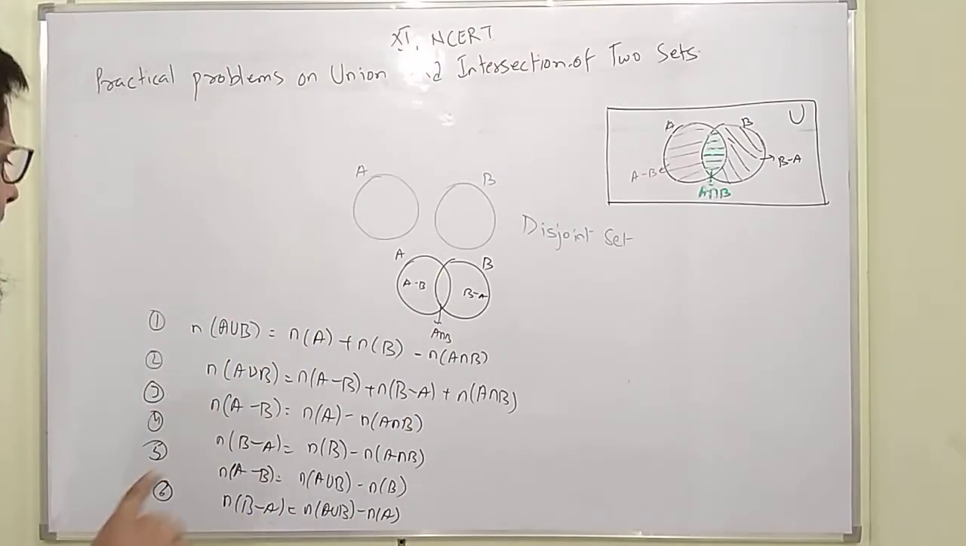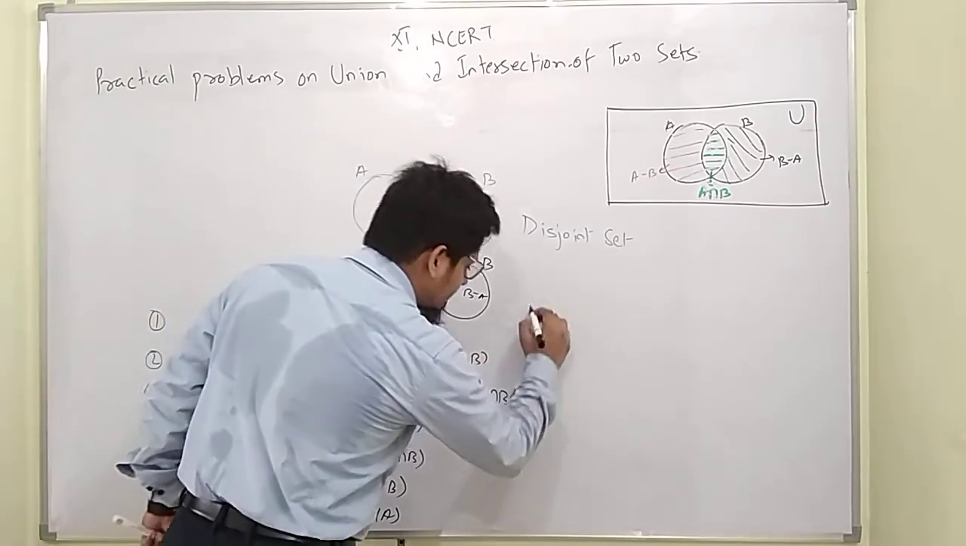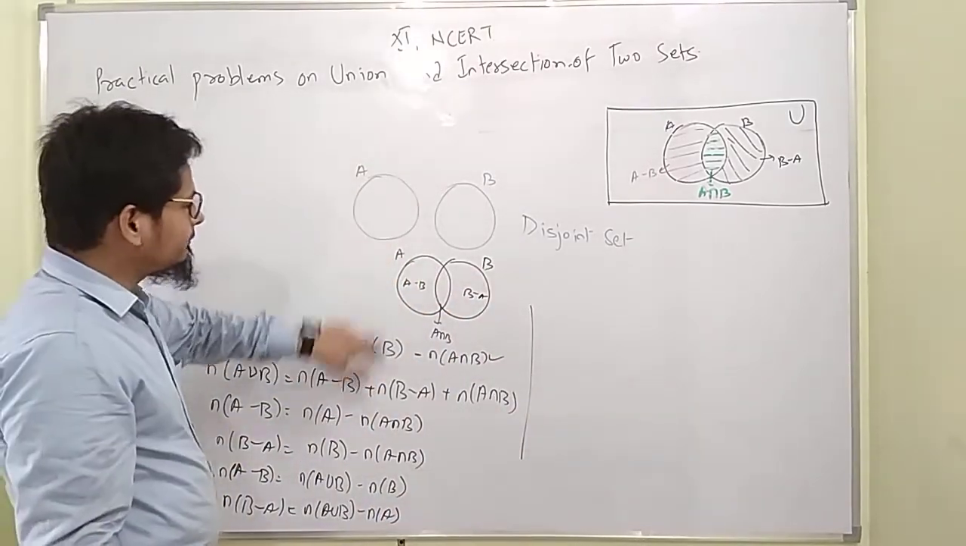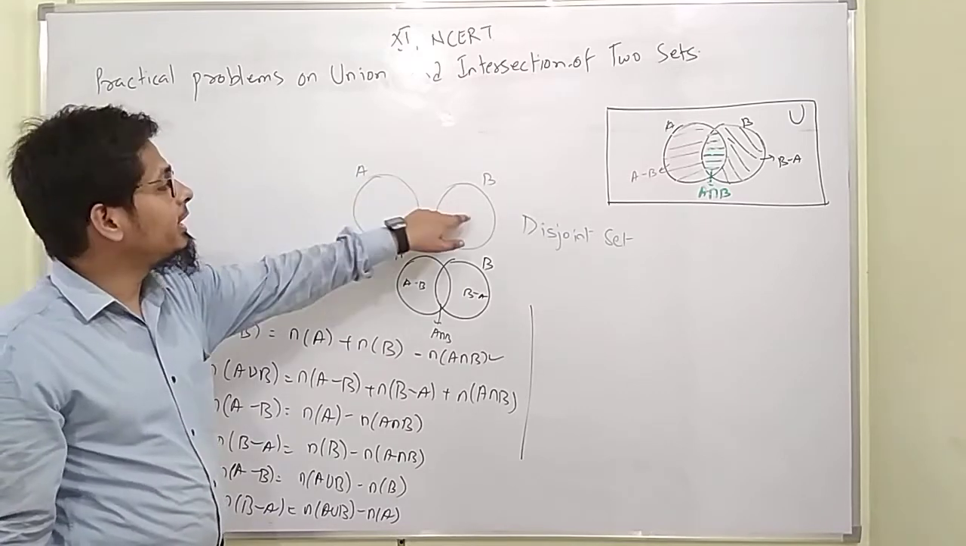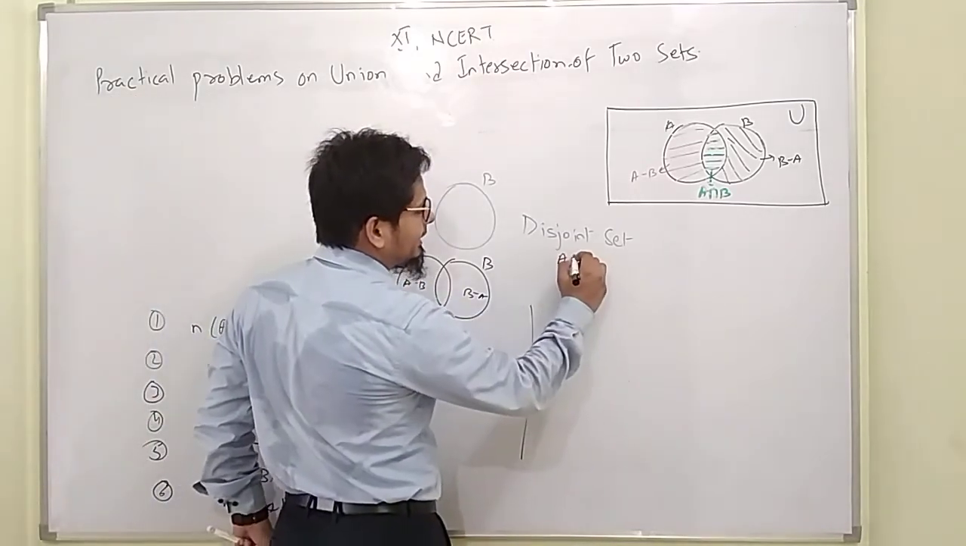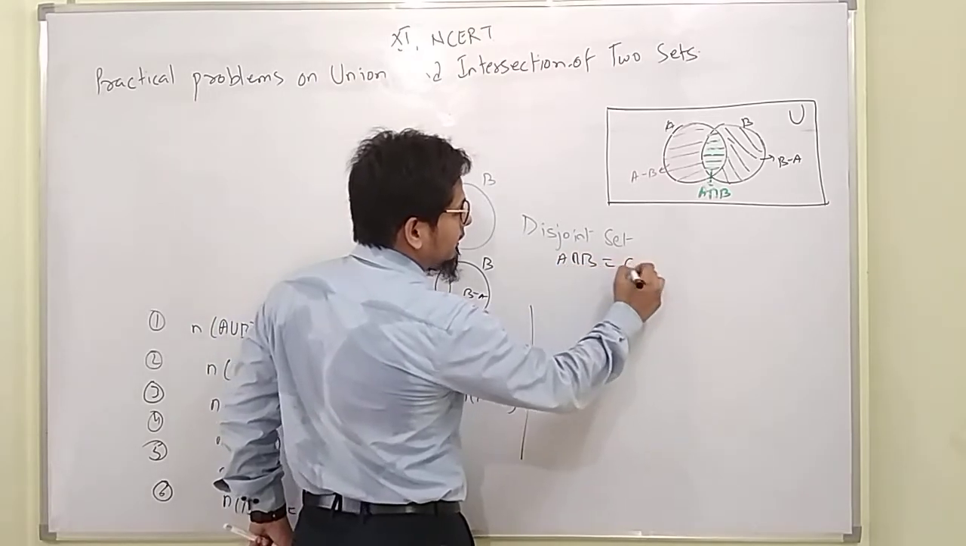Class, one thing more I am explaining to you. If you apply the first formula, this one, for this result, when A and B are disjoint, then A intersection B is equal to phi.